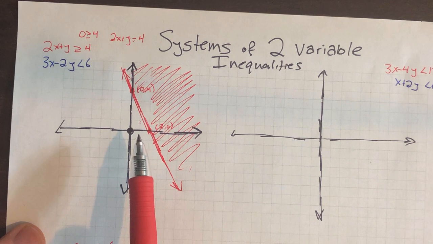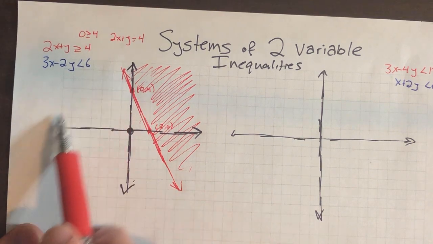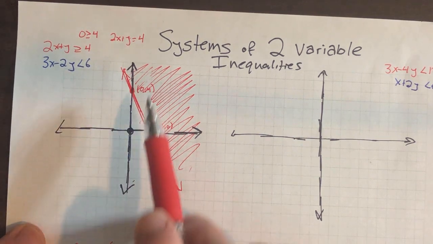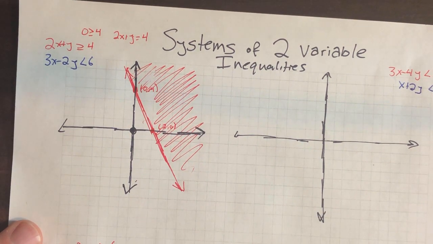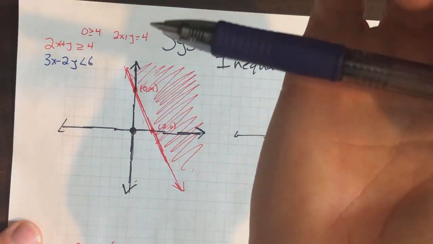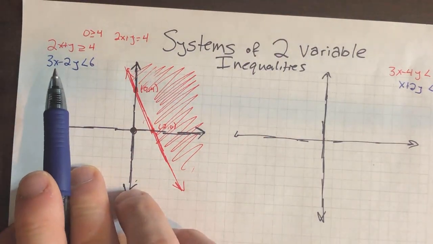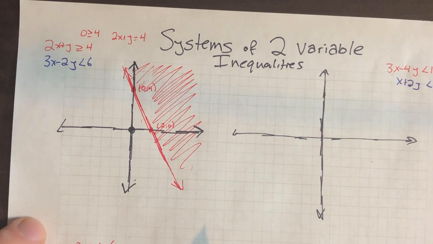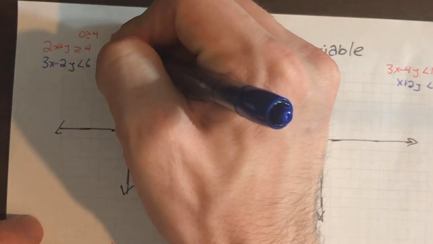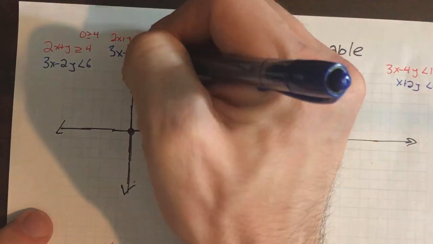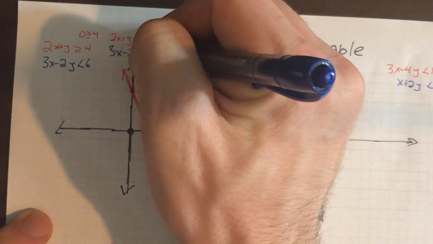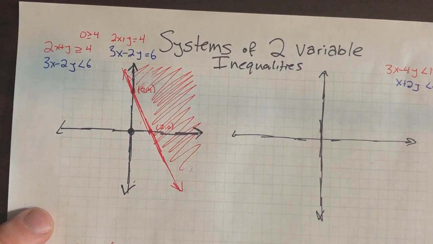But if it makes the inequality false, then everything on this side is false, meaning everything on the other side is true. Okay? So now I'm going to go ahead and do the second one. And remember, I'll do this in blue. So now I've got 3x minus 2y, and I'm sorry, this is less than 6. So I'll start with my boundary line, 3x minus 2y is equal to 6.